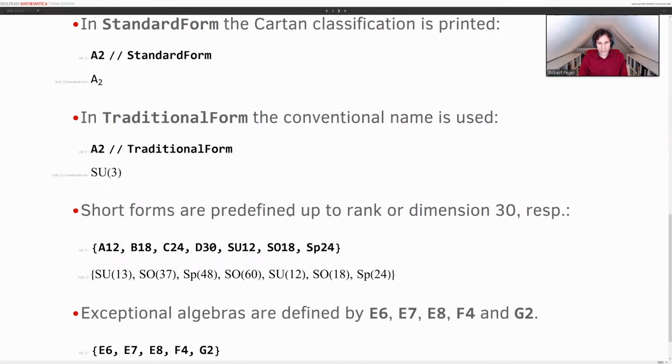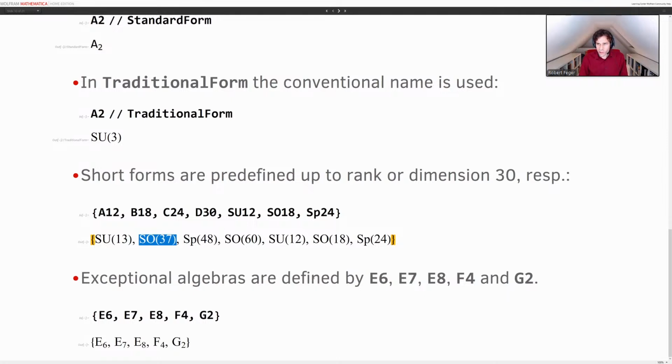And there are short forms that I predefined up to a rank of dimension 30. Here I have some examples. A12, for example, then turns into SU13. B18 turns into SO37, for example, because traditional form is the default output in LieART. Exceptional algebras have just one way to specify them. They are just E6, E7, E8, F4, and G2. They are usually just labeled this way, so there's no other traditional name than the Cartan label.